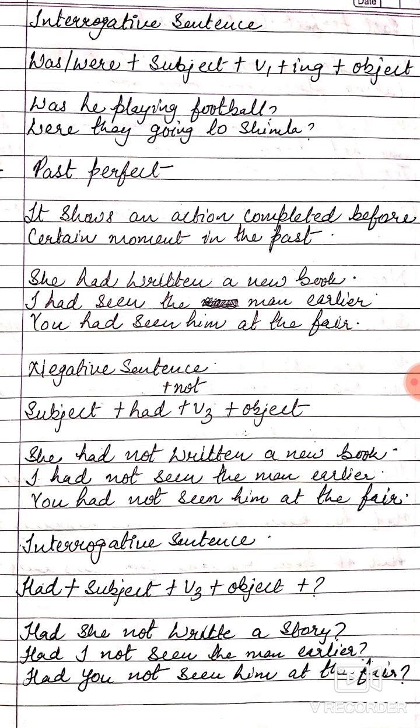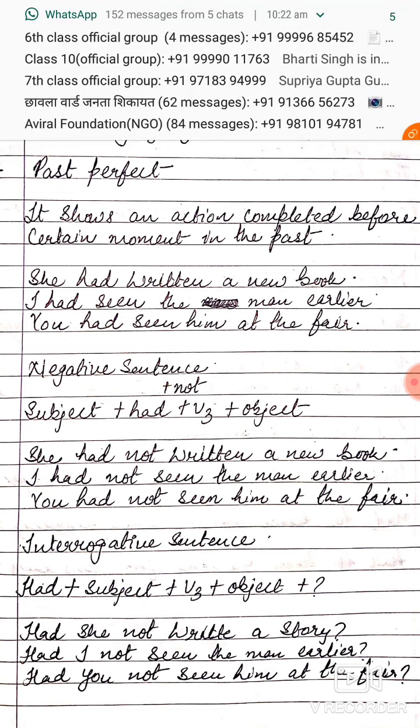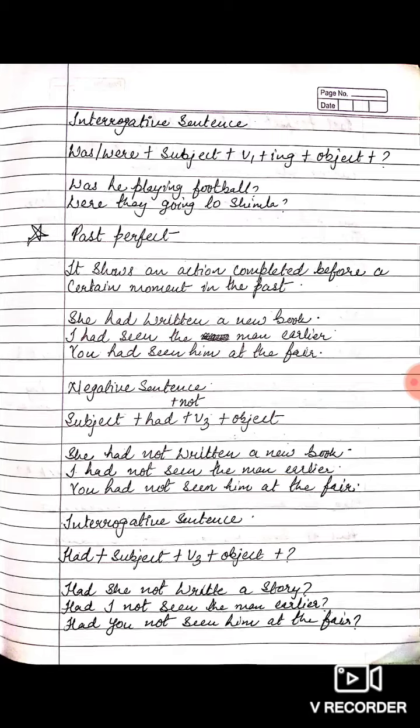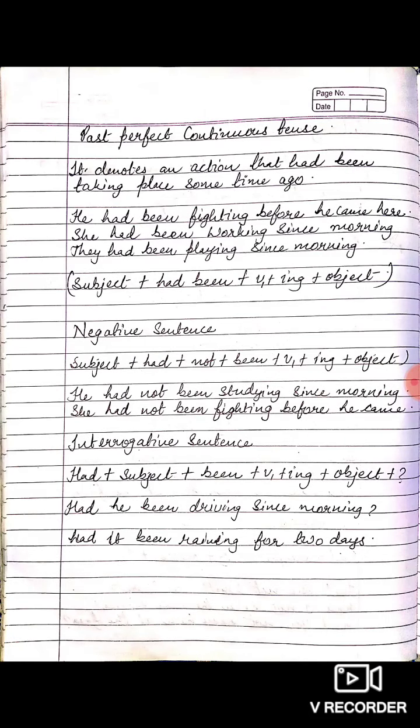Okay. So now move on to the next example. Had I not seen the man earlier? Had you not seen him at the fair? So these all are, we have simply introduced third form along with had. Okay. Now we'll move on further. We'll learn about past perfect continuous.